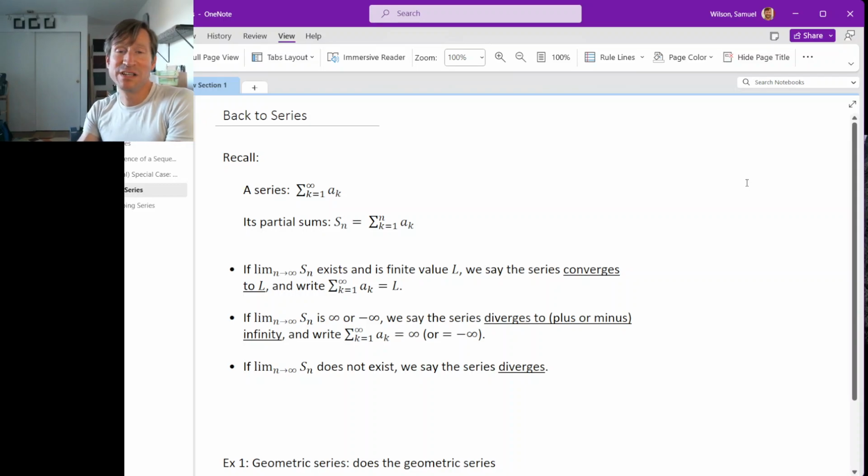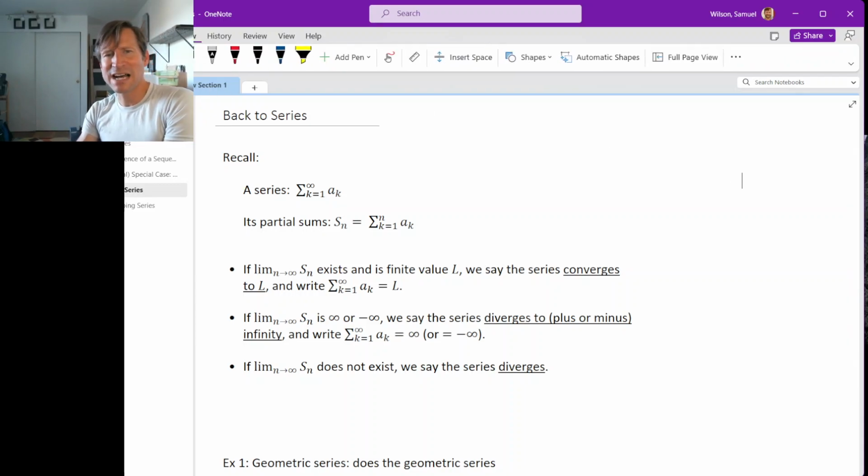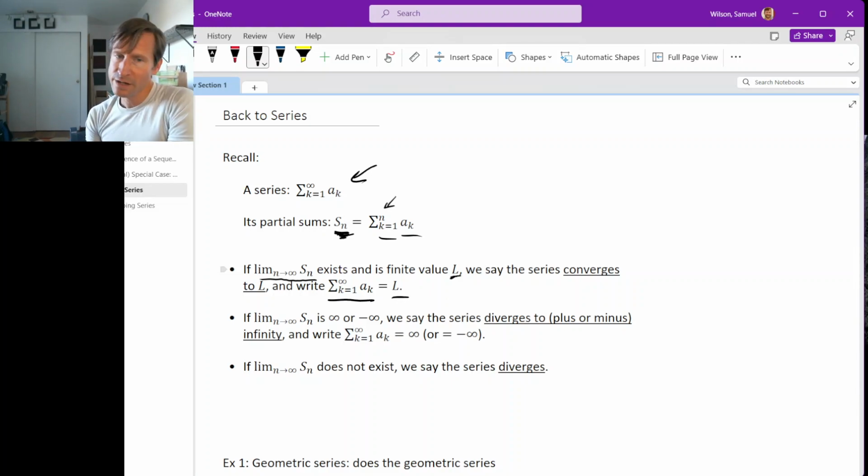So now that we understand what it means for a sequence to converge, let's come back to series. Because remember, if we had a series, we decided that to know what it adds up to, we need to think about the sequence of partial sums S sub n, which is the sum from k equals 1 to n of a sub k. So if this sequence of partial sums converges, so if this limit as n goes to infinity of S sub n exists and is some finite number L, we say that this series converges, and we write that the series is equal to whatever that limit is.